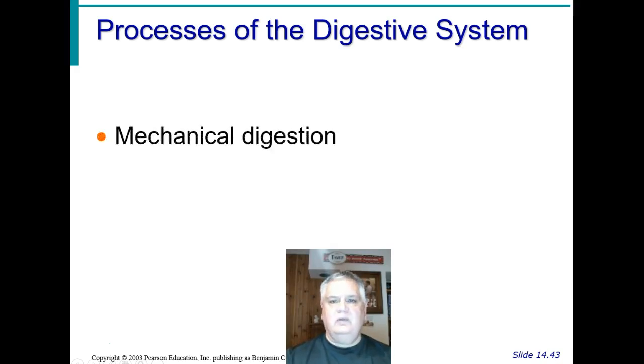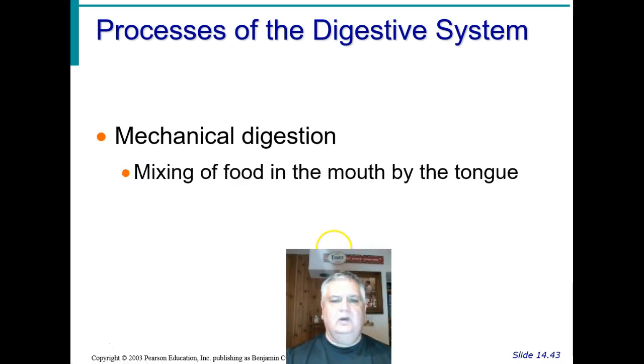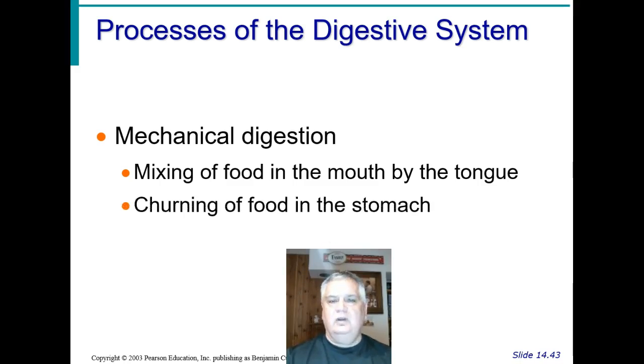The next process in the digestive system we have to take a look at is mechanical digestion. Mechanical digestion involves mixing of food in the mouth by the tongue, and the churning of food in the stomach. These are the 2 primary methods of mechanical digestion. Now, this is going to be distinguished from what we're going to look at next, chemical digestion. In mechanical digestion, simply what's happening is large food particles are being broken down into smaller food particles.